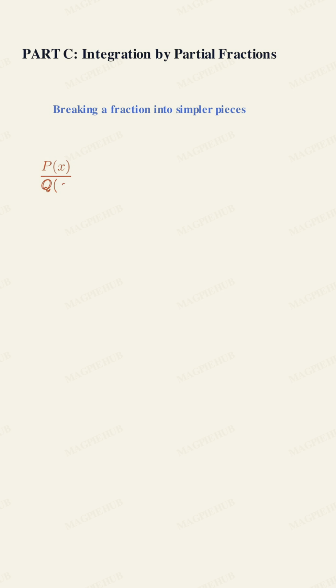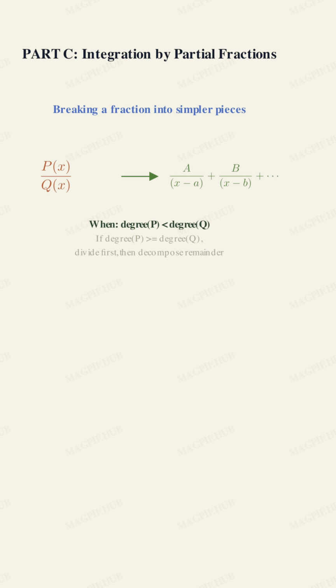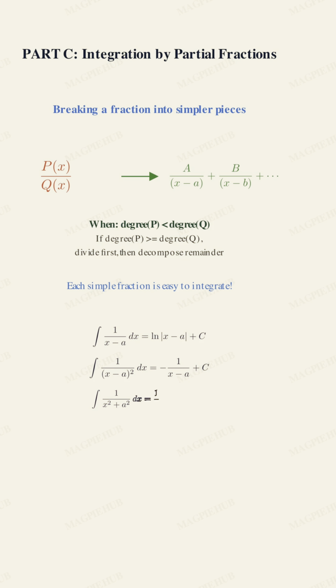Part C. Integration by partial fractions. When we have a rational function p of x over q of x, and the degree of the numerator is less than the degree of the denominator, we can decompose it into simpler fractions. Each simple fraction like a over x minus a can be integrated directly using the natural logarithm.